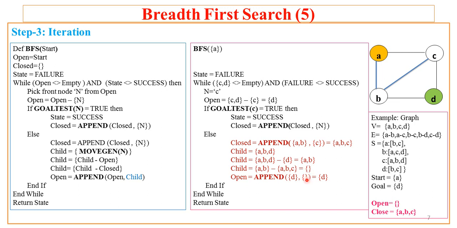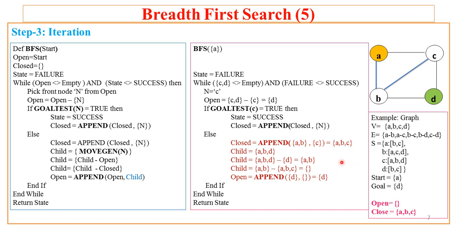Now this empty list will be appended to the existing open. So what is there in existing open? That is D, and to this nothing is to append. So only one node is left in the open. And this way at the end of this iteration what we see is that we have D in the open and in closed it is ABC.